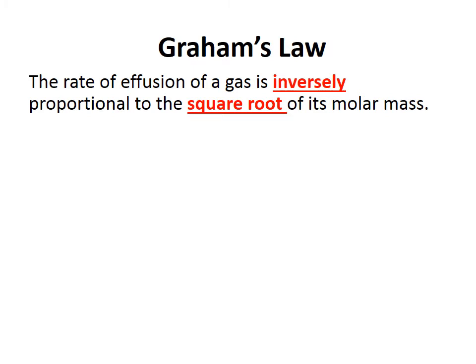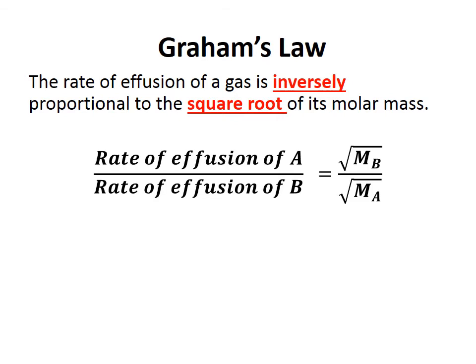So Graham's law. Graham's law states that the rate of effusion of a gas is inversely proportional to the square root of its molar mass. So the rate of effusion measures the speed at which the gas is transferred into the chamber. This is the equation we'll use: the rate of effusion of A divided by the rate of effusion of B is equal to the square root of the molar mass of B divided by the square root of the molar mass of A. So rate is 1 over time, and M represents our molar mass.